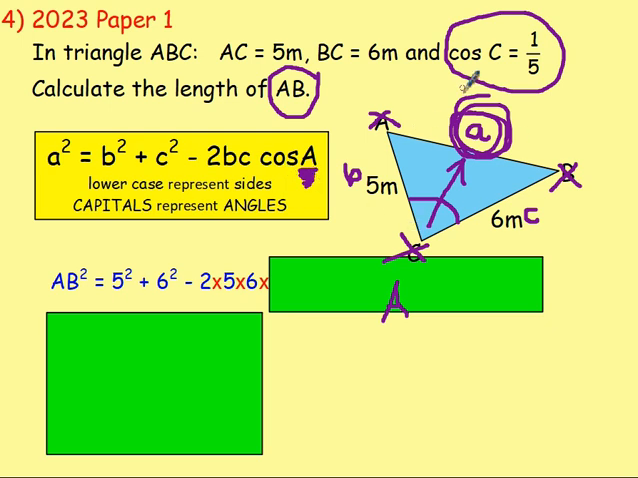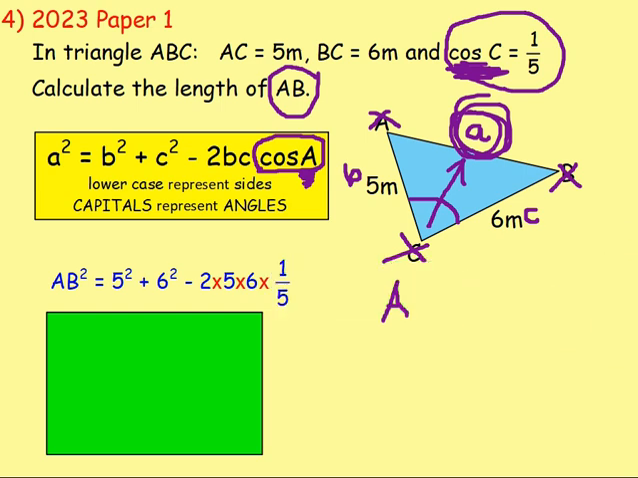What it's telling us in the question is the cos of the angle. Do not write down cos 1/5. It's telling us the cos of the angle is 1/5, which means we can replace the cos and the angle with just 1/5. So we can get that.